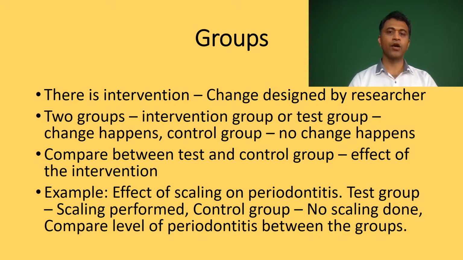You have the effect of scaling on periodontitis. So scaling is an intervention. In one group you perform scaling, and in the other, the control group, you don't perform scaling. And you see if scaling resolves periodontitis. If a hypothesis is to be made, we'll say that scaling leads to resolution of periodontitis. If this hypothesis is true, then the scaling group or the test group will have less disease compared to the control group. The outcome, the resolution of the periodontal disease, is compared between the two groups at about 3 months or 6 months follow-up after the treatment in the test group. The test and control group differ only by the intervention, or otherwise they are similar except for the intervention in the test group.